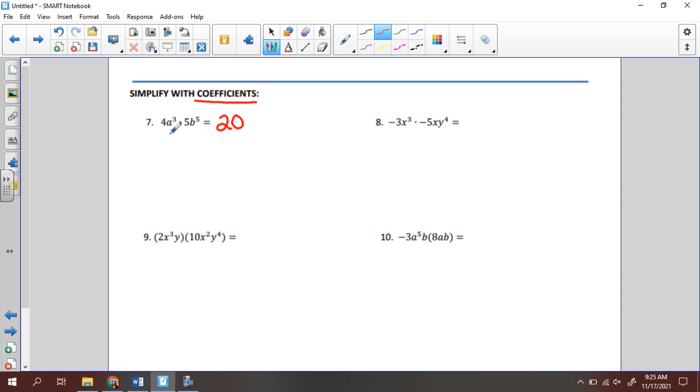All right, now I see an a to the 3rd and a b to the 5th. Do those match? No. So guess what? You don't get to combine them. So we're just going to have to write them side by side. A to the 3rd, b to the 5th. Nothing gets added together.